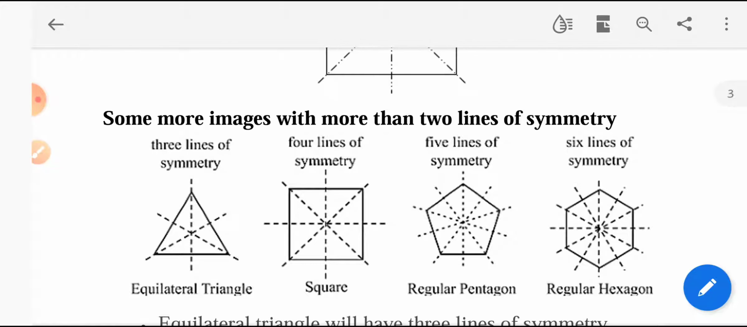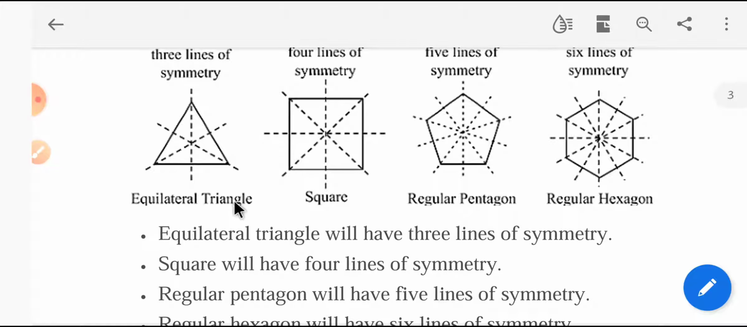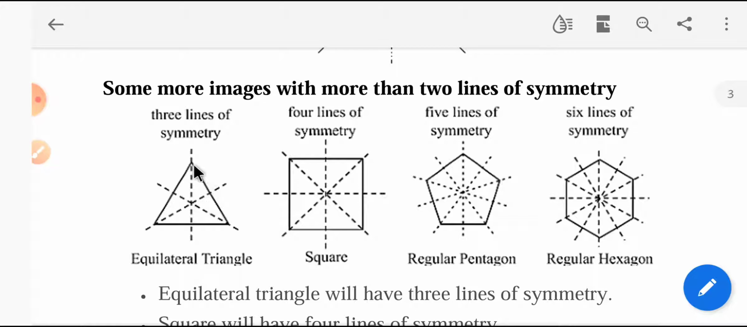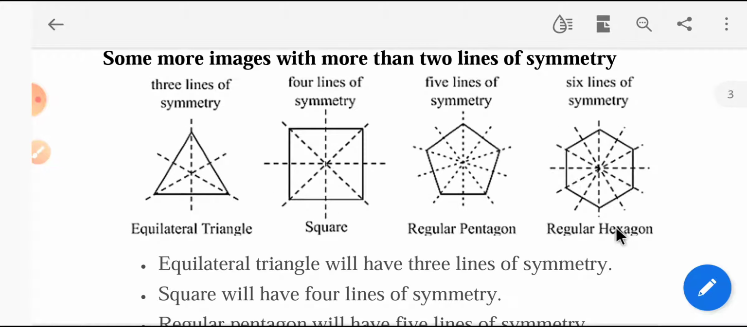Then some more images with more than two lines of symmetry. Equilateral triangle. An equilateral triangle means all the three sides are equal. So we can fold in three ways. So there are three lines of symmetry. In a square, four lines. Then a regular pentagon and regular hexagon, which means all the 5 or 6 sides are equal. So how many lines of symmetry are possible? Total 5. 1, then 2, 3, 4 and 5. Similarly, in a regular hexagon there will be 6 lines of symmetry possible. You can fold in 6 ways.